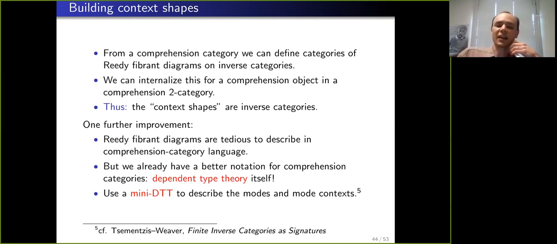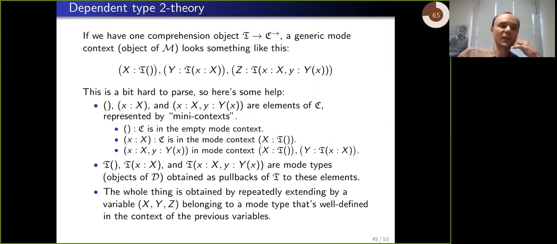And this looks a lot like the signatures description of inverse categories from Simonsen and Weaver, but it's inside of this two categorical type theory. There are different ways that you could describe the syntax, but this is an example of what a mode context might look like. This is a context in the dependent type two theory for describing a dependent type one theory, which in this case has only one comprehension object.